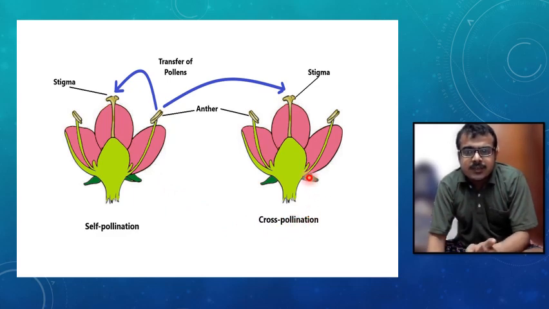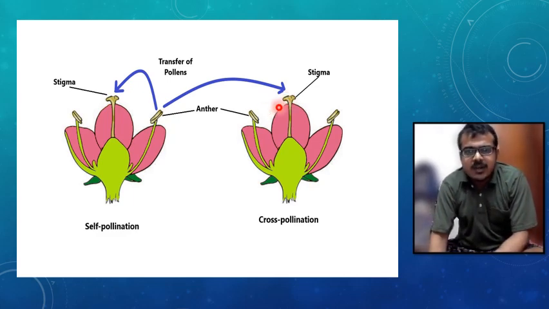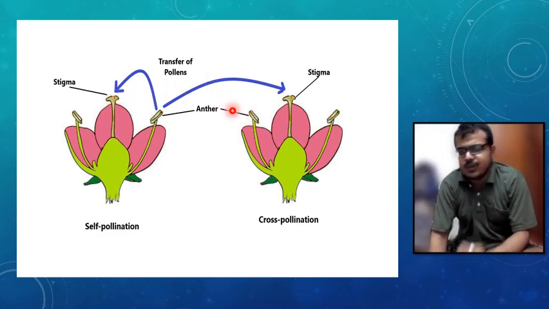Similarly, in the second flower, if the pollen grains were transferred from the anther to the stigma, then it would also have been self-pollination. But since you can see here in the picture that the pollen grains are transferred from the anther of the first flower to the stigma of the second flower, then it is cross-pollination, because two different flowers are involved. Similarly, if the pollen grains were transferred from the anther of the second flower to the stigma of the first flower, then also it would have been cross-pollination.